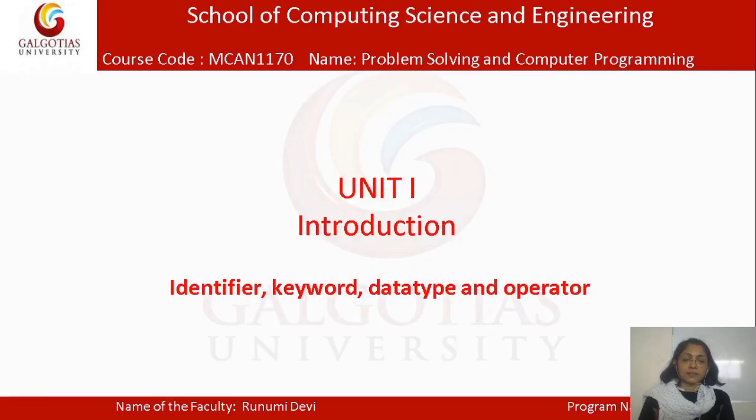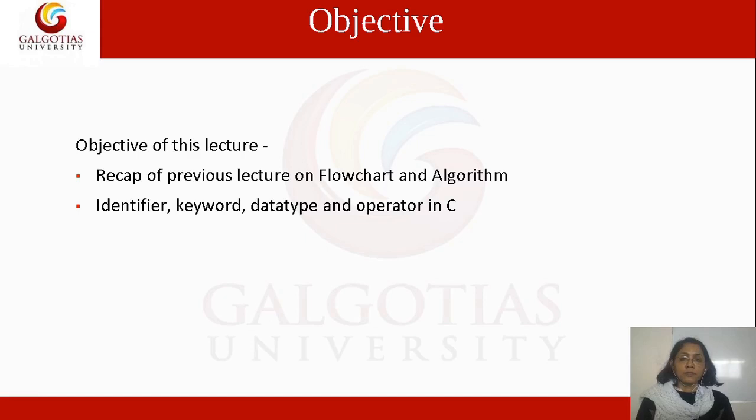Today we'll be discussing identifier, keyword, data type, and operators in C programming language. We had already covered in our previous classes the flowchart and algorithm and their role while giving strategy to any computer system. Today's class will be studying some of the features of C programming language like identifier, keyword, data type, and operators.